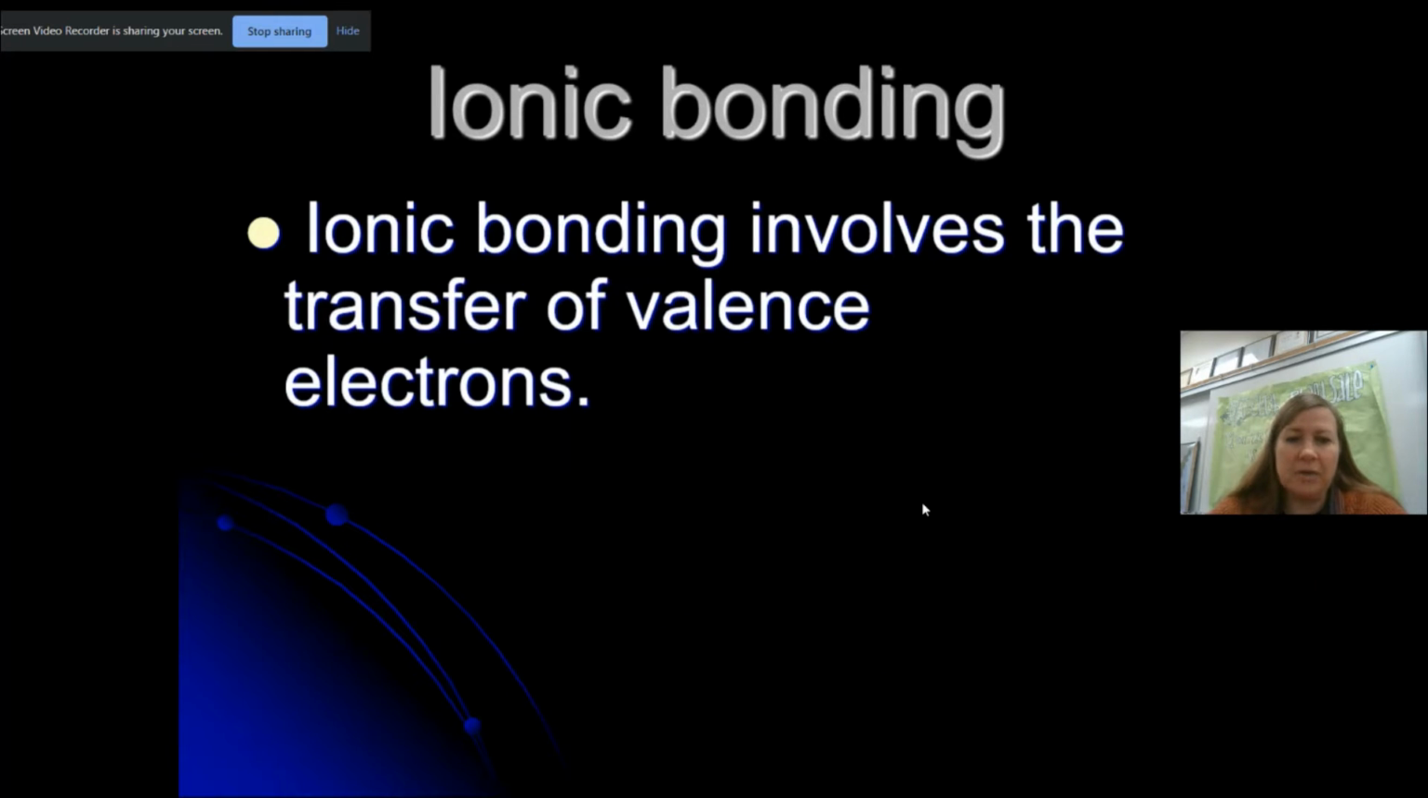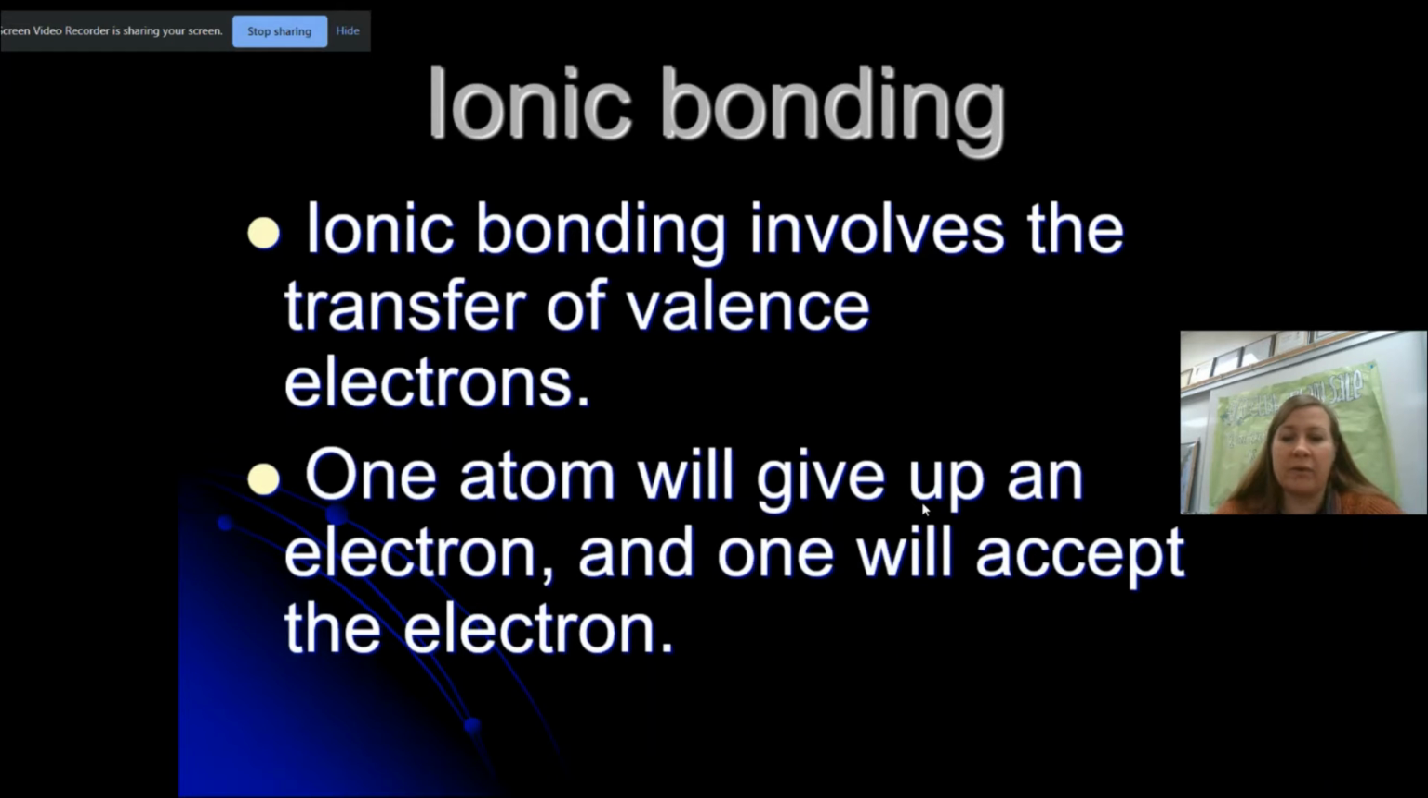Ionic bonding involves the transfer of valence electrons. So one atom will have a valence electron it kind of doesn't want, and it will give up that electron, and another atom will accept that electron. Or sometimes an atom will have 2 or 3 or 4 electrons that it wants to give up, and another atom will be able to take those. Or sometimes more than one atom will take those.